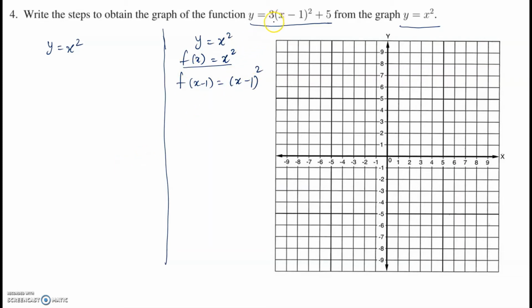Now we have here 3 times x minus 1 the whole squared, which means you need to find the function which has 3 times x minus 1 the whole squared. Before we go into that, let's visualize what this curve is going to look like. When x is 0, y is 0; when x is 1, y is 1; x is minus 1, y will again be plus 1; x is 2, y will be 4; x is 3, y will be 9. Similarly here it will be 4 for minus 2, and 9 for minus 3.